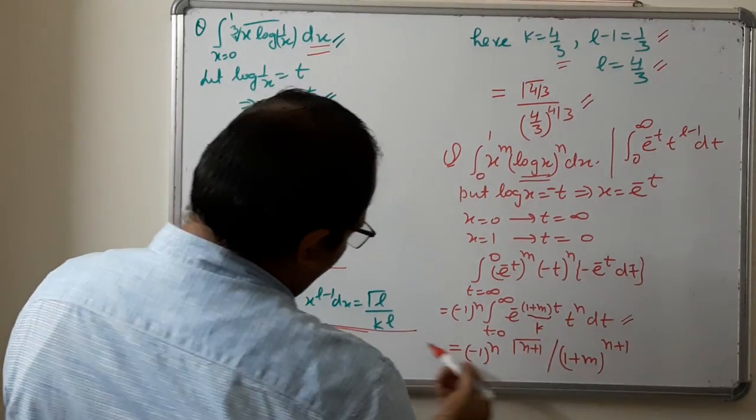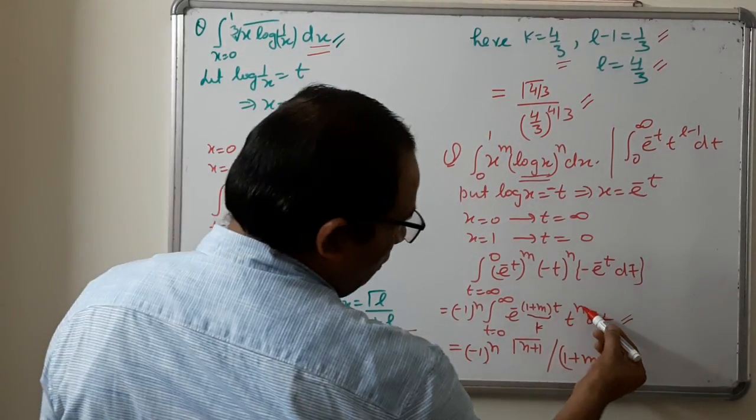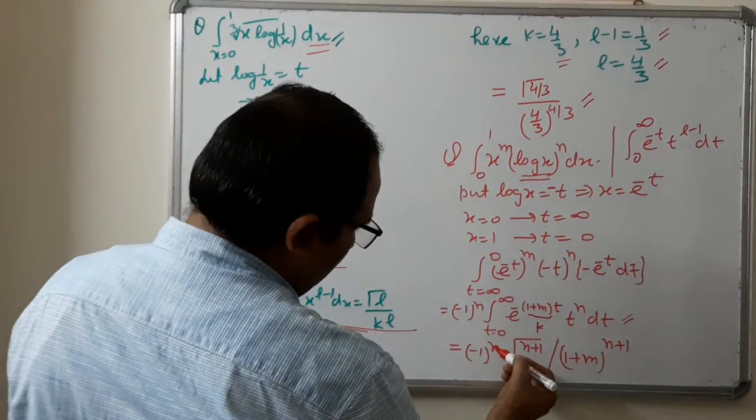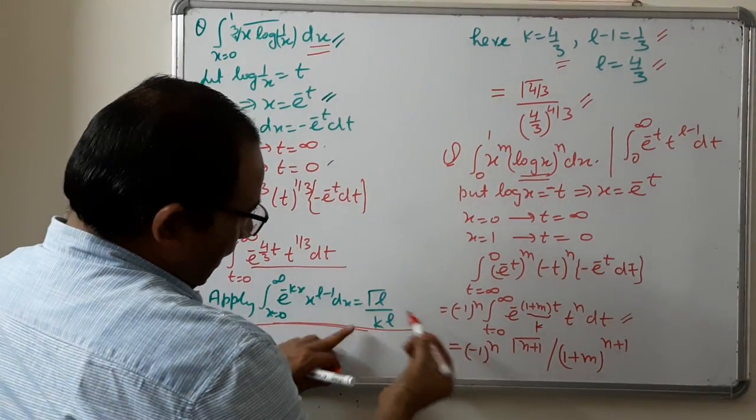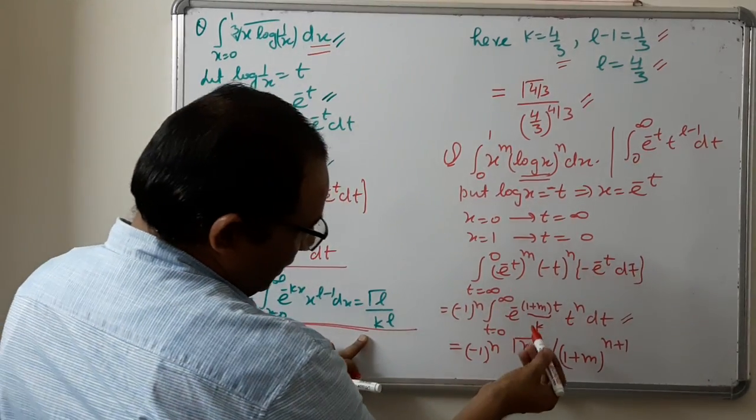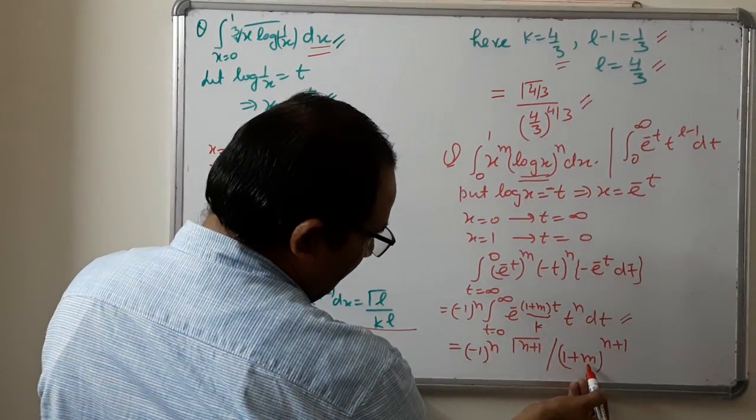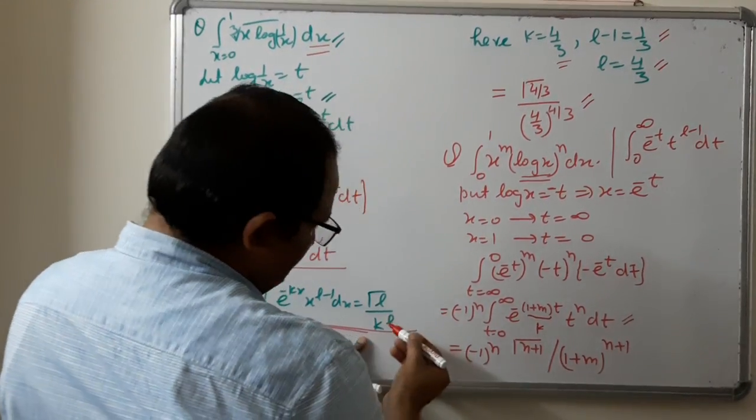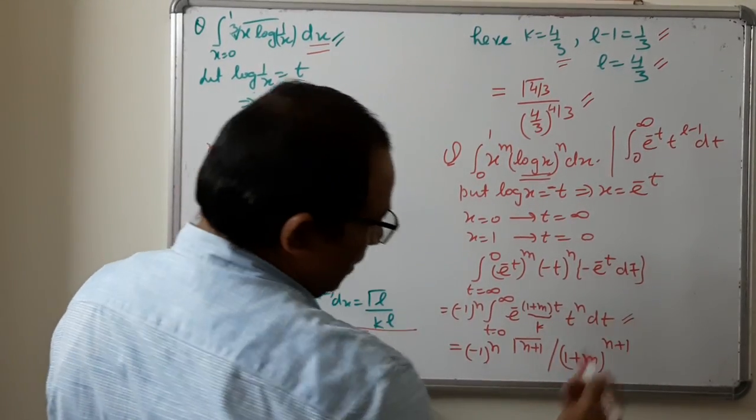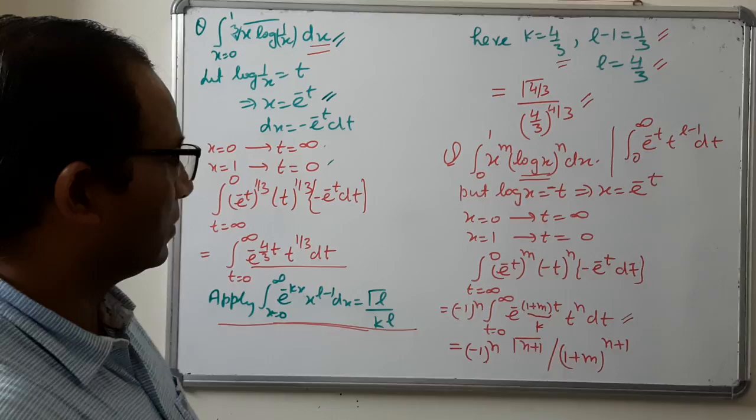And what is the value of l? l minus 1 equal to n, so l equal to n plus 1. The value is equal to minus 1 to the power n. Gamma l means gamma n plus 1 upon k. What is k? 1 plus m. That means 1 plus m whole power l, l means n plus 1. So gamma n plus 1 upon 1 plus m to the power n plus 1.